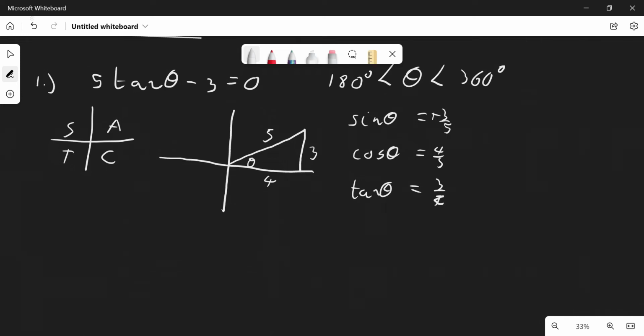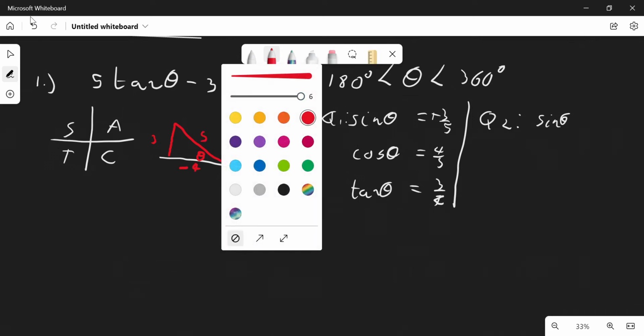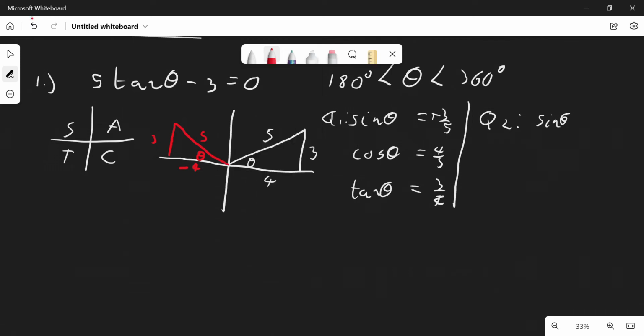So this is Q1, the first quadrant. Let's go to the second quadrant. In the second quadrant you have a triangle that looks like that. You have theta there, you have 3, this becomes minus 4, and this is 5.